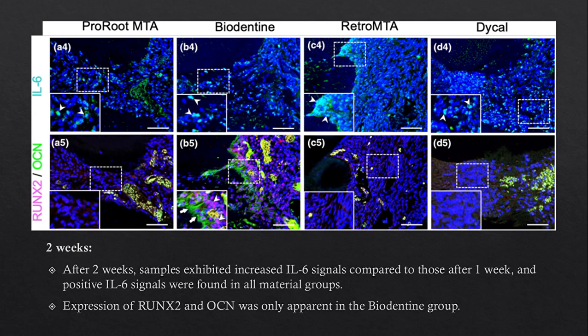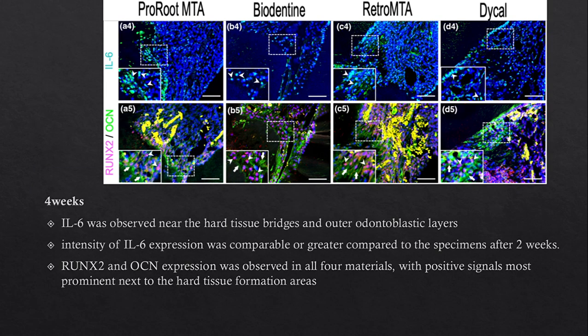Expression of RUNX2 and osteocalcin was only apparent in the Biodentine group. After 4 weeks, interleukin-6 was observed near the hard tissue bridges and the outer odontoblastic layers. The intensity of interleukin-6 expression was comparable or greater compared to the specimens after 2 weeks. RUNX2 and osteocalcin expression was observed in all 4 materials, with positive signals most prominent next to the hard tissue formation areas.